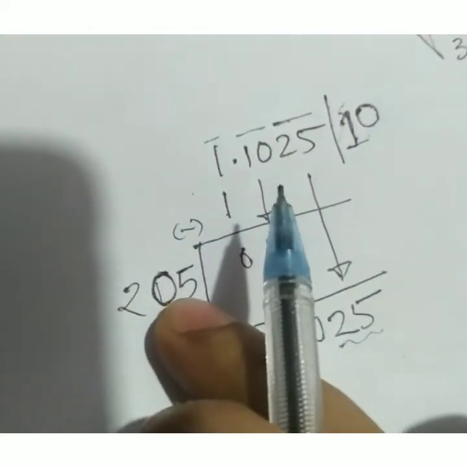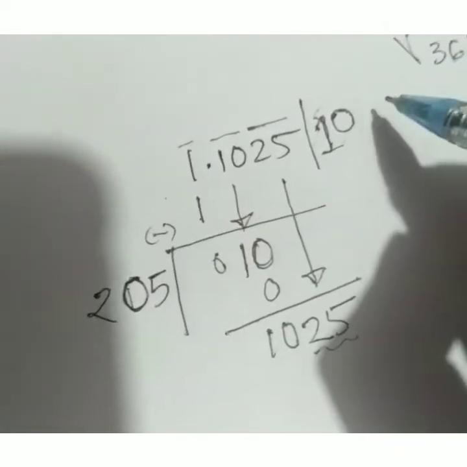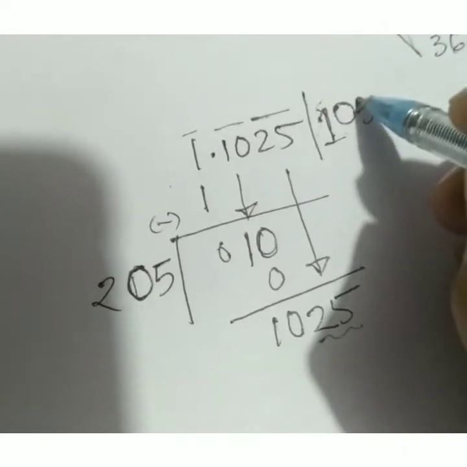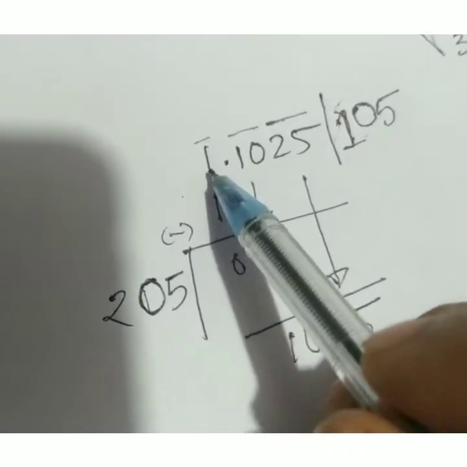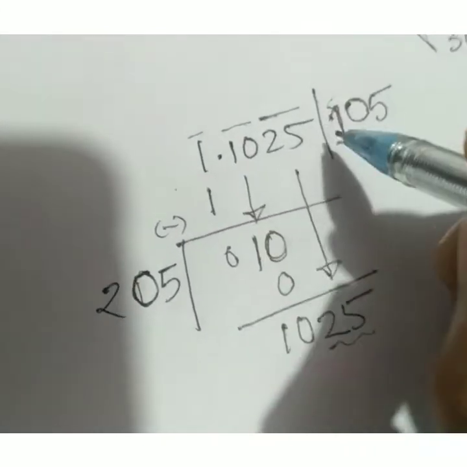So 205, I need to multiply it with the same number, 5. Okay, I just forgot to mention that here there is a decimal as well. So after considering 1, I need to also put a decimal.